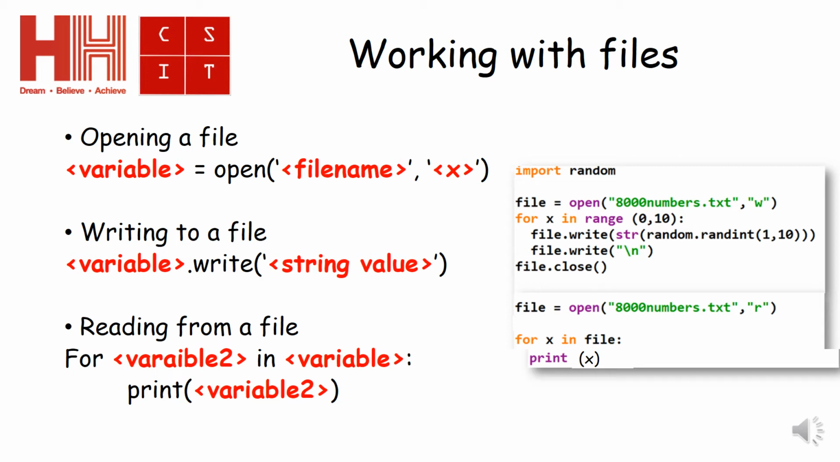To read from a file, you can use a for loop to iterate through the file, assigning the line to a second variable, and then you can print that variable. An example of this is on the right hand side of the screen for you. Don't forget, import random is the way you generate random numbers. random.randint gives you a number between the first one and the second one inclusive. To add a line break, you use \n, and remember to close the file after reading and writing to the file.